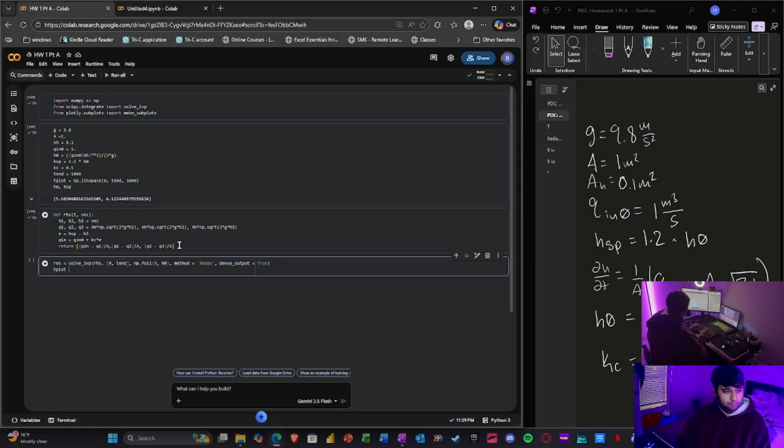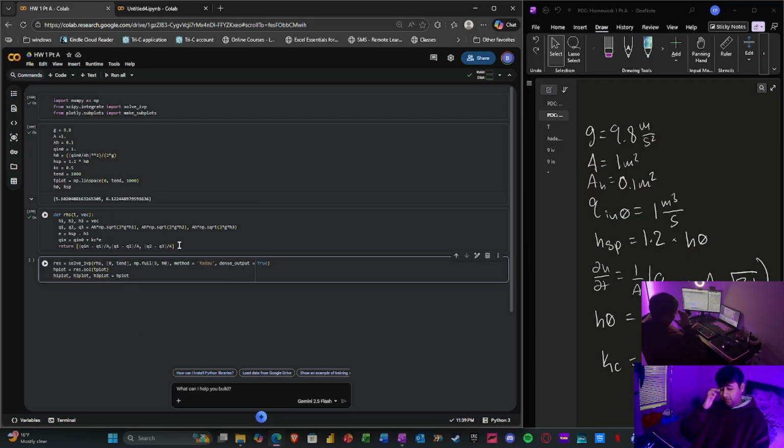And then hplot, res.sol and tplot. And then we're going to have our h1 plot, h2 plot, h3 plot, and this is just going to allow us to see all 3 plots simultaneously rather than just one curve, or however it will show if we don't do that last line. But we want to see how all 3 tanks are being affected so we can compare and contrast that.